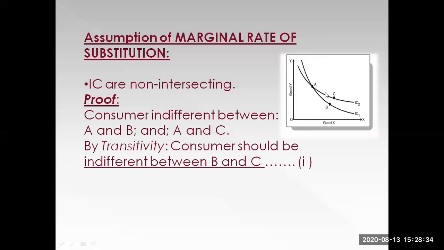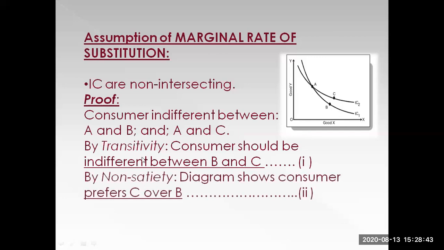However, if you're indifferent between B and C, shouldn't they be lying on the same indifference curve? But you see, by the property of non-satiety, the diagram shows the consumer prefers C over B. This indifference curve, IC2, at least considering points B and C, IC2 is lying above IC1. That essentially means that C is preferred over B. C gives me more utility than B.